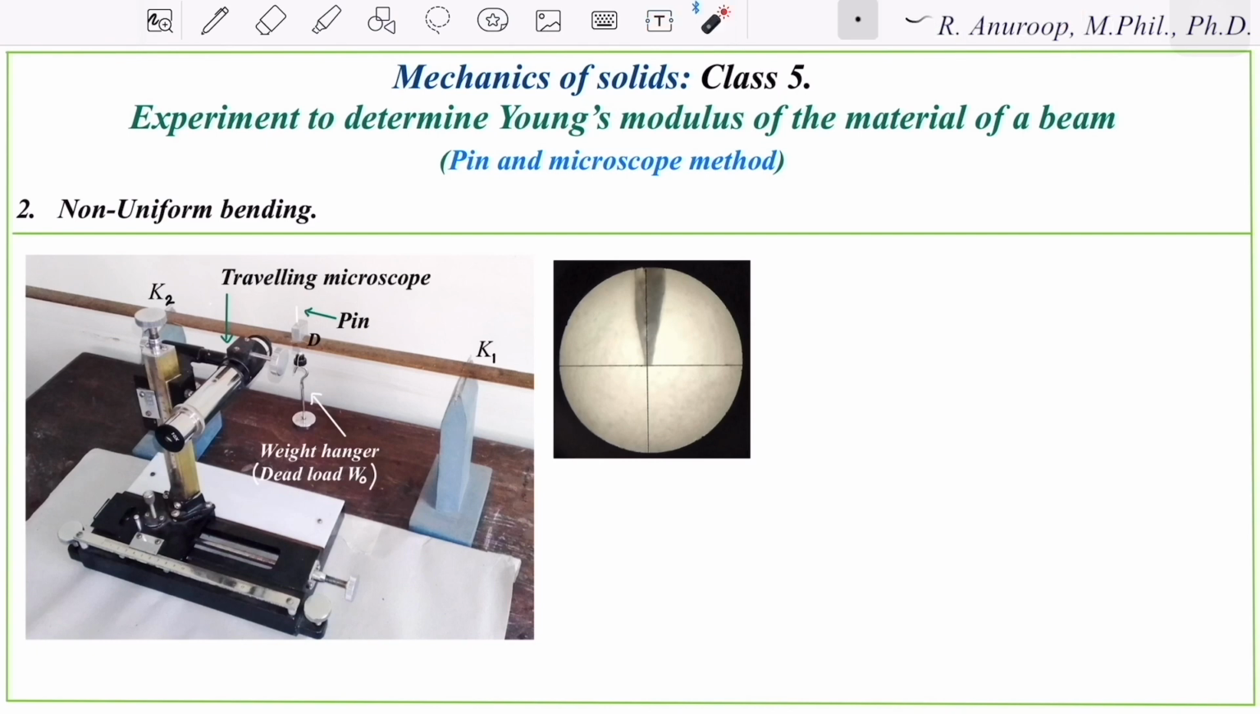This is the experimental arrangement for non-uniform bending. The given bar is symmetrically supported on two knife edges K1 and K2. A weight hanger having weight W0 is suspended from the center D of the beam. A pin is fixed vertically at this middle point D.